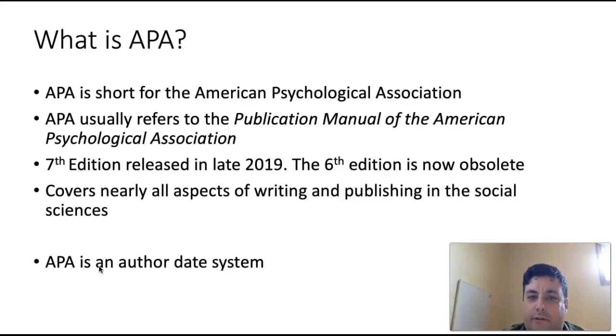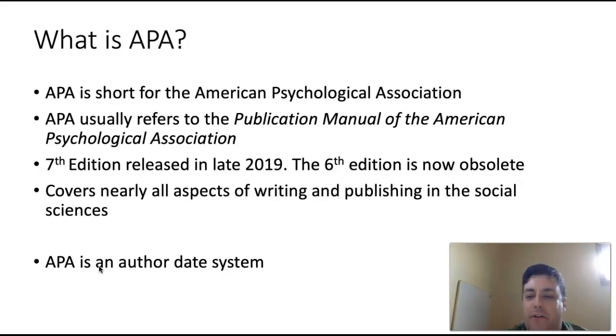APA is short for the American Psychological Association. Typically when we talk about APA style, we're talking about the book that's formally known as the Publication Manual of the American Psychological Association. The 7th edition was released in late 2019, which makes the 6th edition now obsolete. It covers just about everything you need to know in writing and publishing, and it's the format that our theses will adhere to.